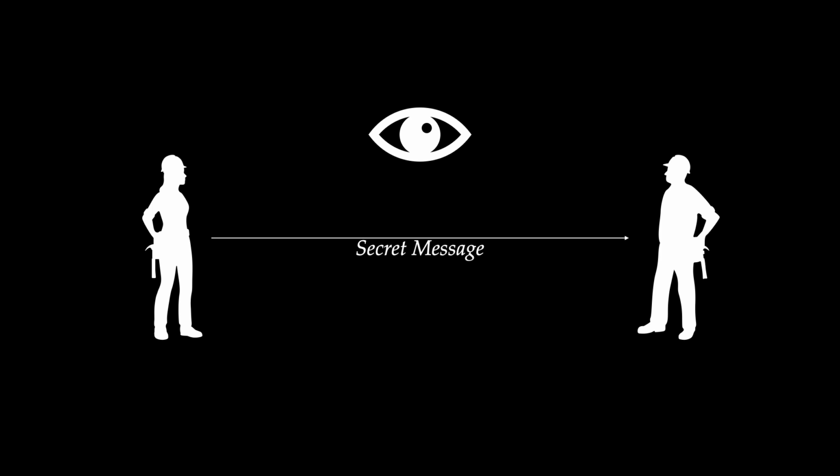How can Alice come up with a secret code that she and Bob can use to send secret messages back and forth without their boss being able to find out the secret message, given that he can read all of their communications?